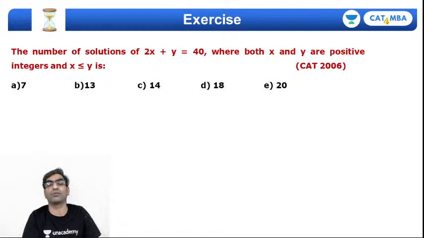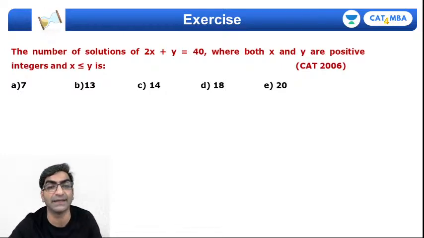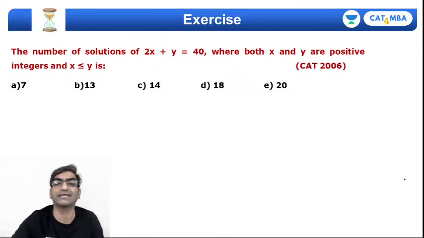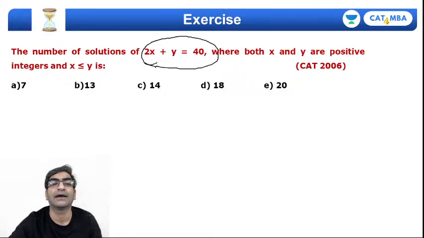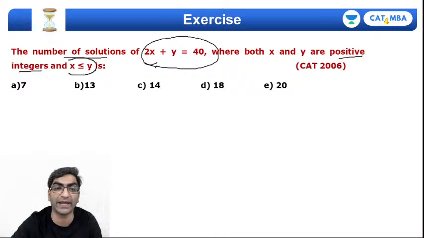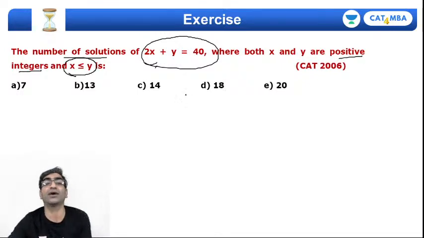For now, I'm going to give you a question that came in the CAT, right? देखो 2006 का CAT question है ये, right? 2x plus y equals 40, right? Is an equation that's given to me. I want the number of solutions where x and y are both positive integers. अच्छा ये दोनों positive integers होने चाहिए, but एक और condition दिया हुआ है, x must be either less than y or equal to it, right?